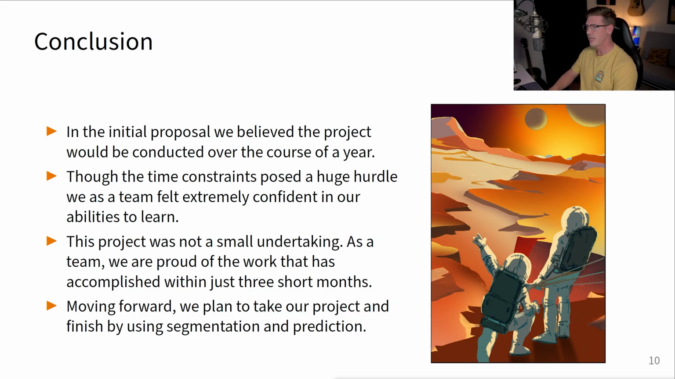Currently, we have classification for a dust storm being inside of an image. The next step is segmentation and prediction. And for the rest of this semester and moving into the next semester for the finalization of our senior design year, we plan to accomplish both of those.